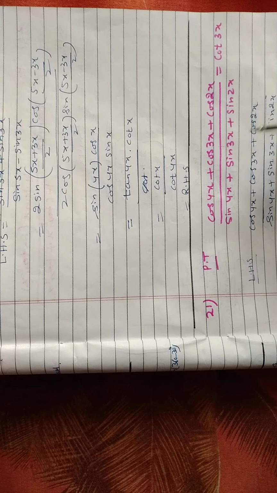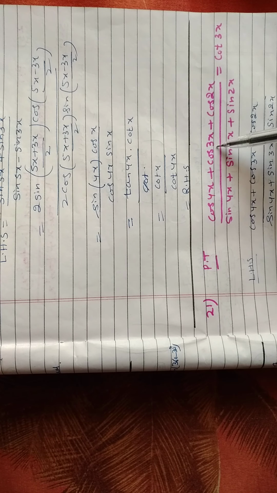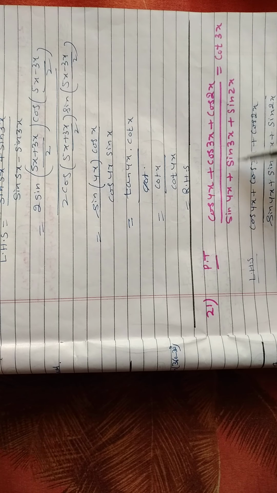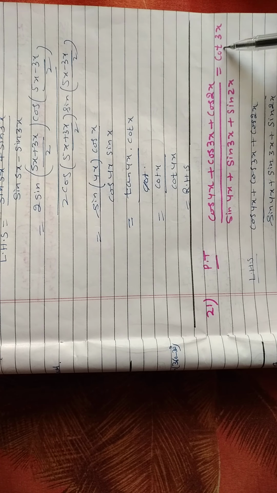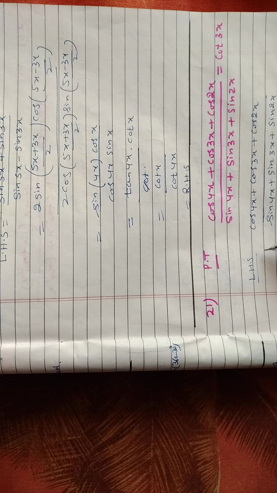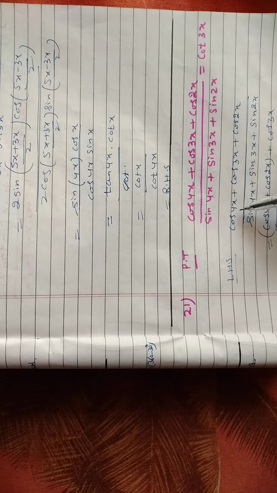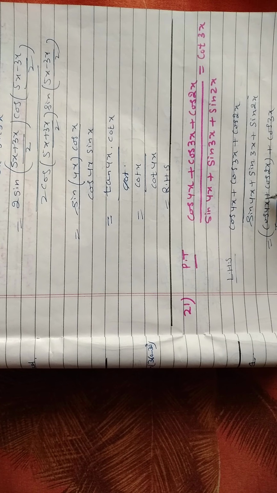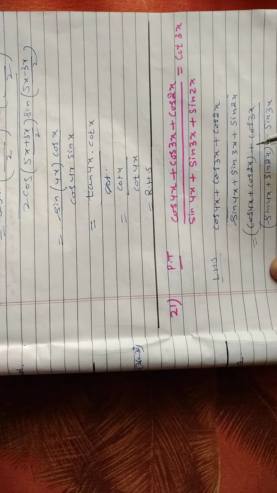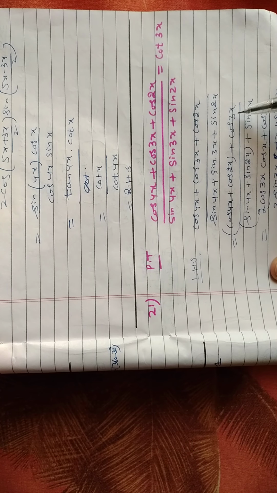Now the next, 21st question: prove that (cos 4x + cos 3x + cos 2x) divided by (sin 4x + sin 3x + sin 2x) is equal to cot 3x. Again, take left hand side. In the numerator, we will collect the terms containing 4x and 2x in one bracket, so you will get (cos 4x + cos 2x) + cos 3x. And the same in the denominator: the terms which contain 4x and 2x will be in one bracket, and the other term, sin 3x, will be after this.